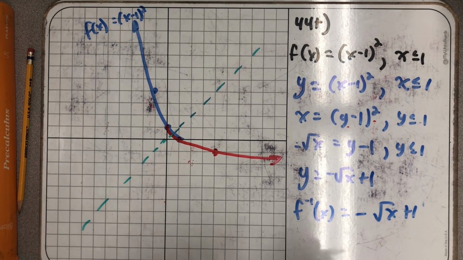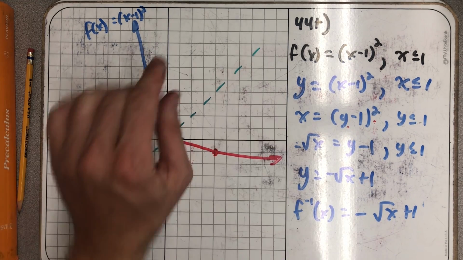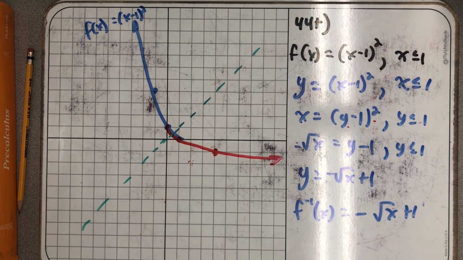If I think about my transformations of functions, that means reflect the root function over the x-axis and then shift it up 1. And that's what we've graphed there in red.